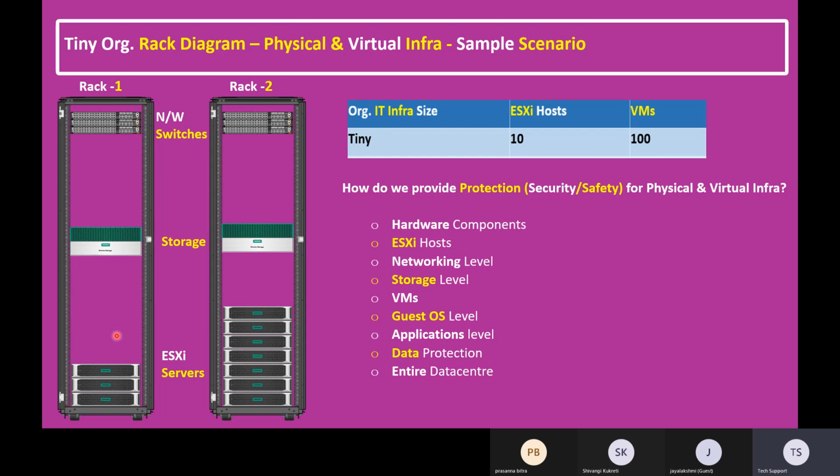Suppose your organization size is big, which means our ESXi host count will increase to 100, and the virtual machine count also increases. During that time, for test servers we maintain a separate rack, for development servers a separate rack, and for production servers there will be n number of racks. That is the only difference, but concept-wise it's the same for a tiny organization, small organization, large organization, and so on. Okay.